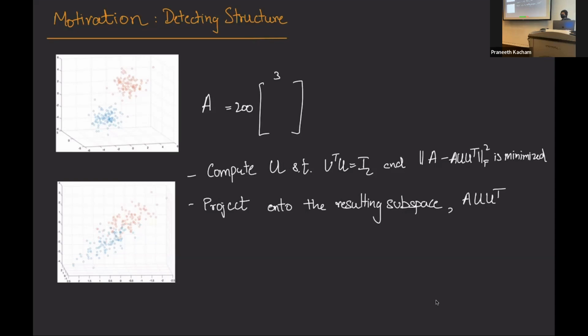Okay, and this problem is used as a subroutine, like low-rank approximation is used as a subroutine in big data analysis. It's used even in designing algorithms for learning mixtures of Gaussians and so on. So it has a lot of applications.